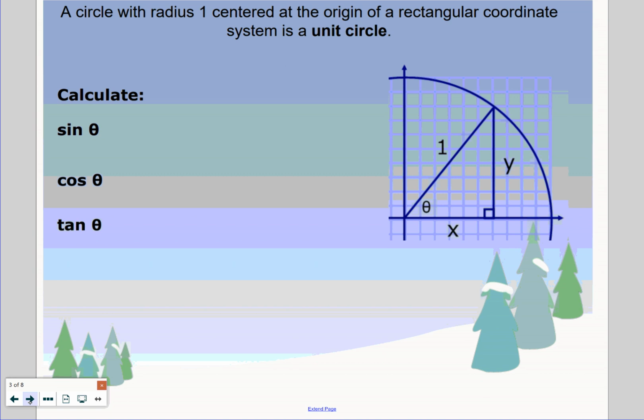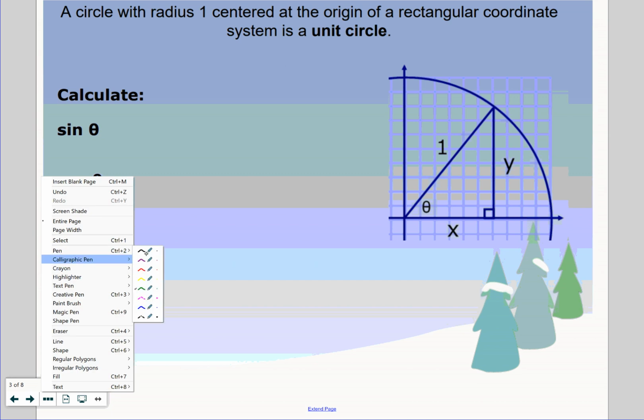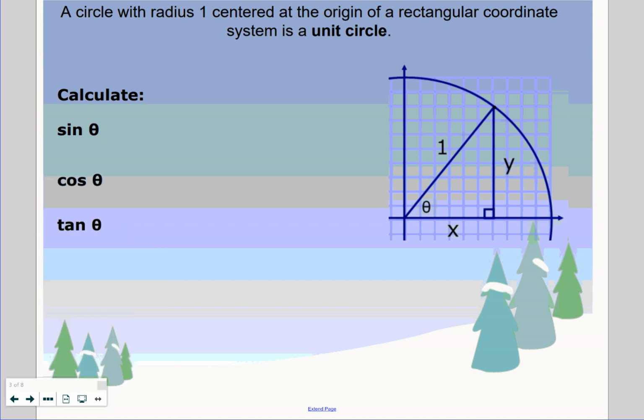Okay, so let's talk about our unit circle. So what is a unit circle? A circle with radius 1 centered at the origin is called a unit circle. So we've got a picture here of just quadrant 1 from a unit circle. We've got some arbitrary points. We talked about these points yesterday. This point now is going to be on the circle. We'll call it (x, y), whatever that is.